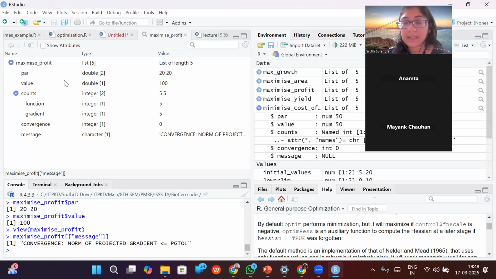So yes, we'll see in the next class optimizing using BioCro code, how to optimize parameters of our photosynthesis. And it will be something like this only, except that the function, the equation that we will be defining, will be a bit different.